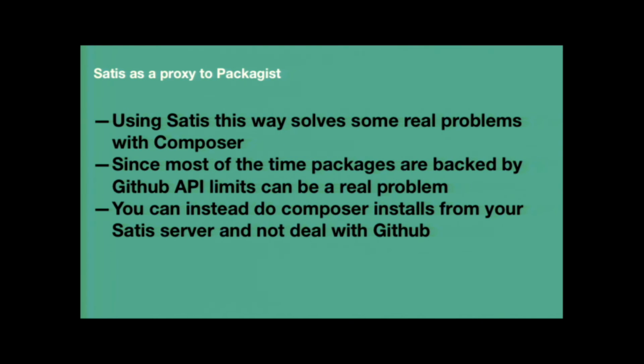Satis can also act as a proxy for packages. This is becoming somewhat popular, and I've seen a fair number of teams start doing this. One of the biggest issues that you will run into with Composer and Packagist is that since it's all backed by the GitHub API, if you're using the unauthenticated GitHub API, on occasion GitHub will just be like, hey, you tried reading this, and we're going to give you a timeout because you've been downloading like 50 some odd packages, and now you have to enter your username and password, and then sometimes it'll create the token and sometimes it won't, and it does weird things, and it's a pain.